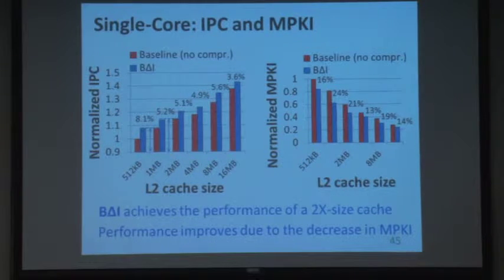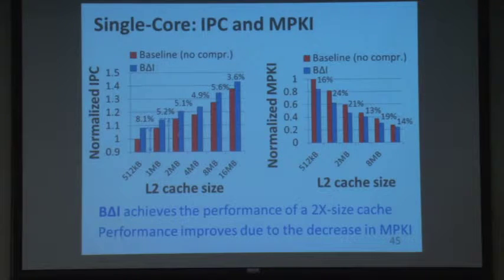So there are cases like GEMS from Spec 2006 that have very nice compressibility but don't benefit. It's degraded a little bit, and the only reason is because it only cares about bandwidth. It doesn't care about the capacity of the last level cache. The main result here is that in many cases we get performance of almost twice the cache. That's very good. That's almost like our limit.